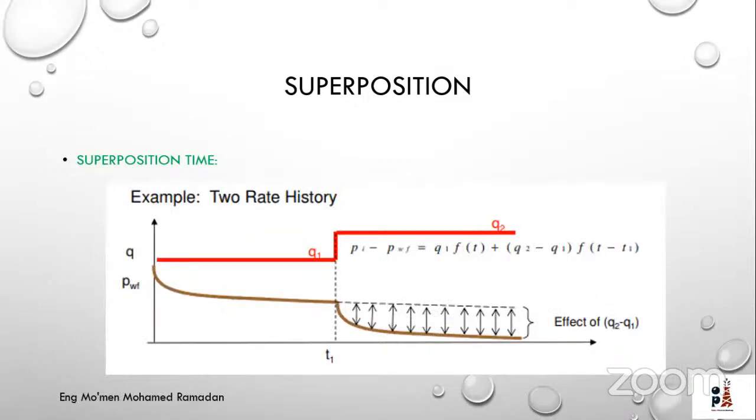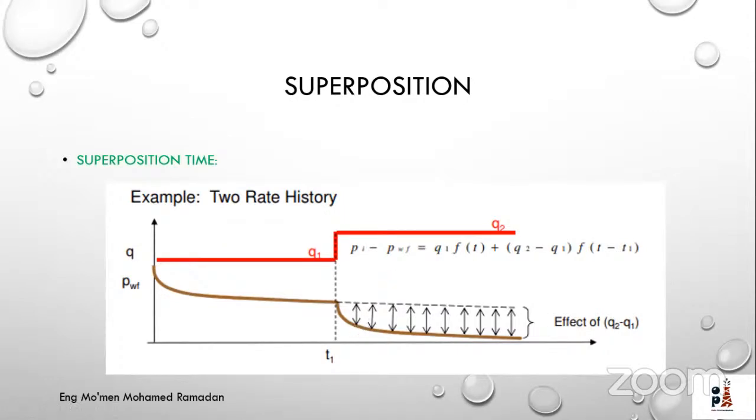So here is an example of a two-rate history. You started your well production at Q1, then you raised your rate to Q2 at the time T1. Here on the axis you find the BWF plotted with your rate, and the x-axis is your time. From time 0 to time T1, the drop in the pressure is the effect of your first rate, which is Q1. But starting from time T1 forward, the drop in the pressure is due to two rate histories: Q1 from time 0 to T1, and Q2 from time T1 forward.